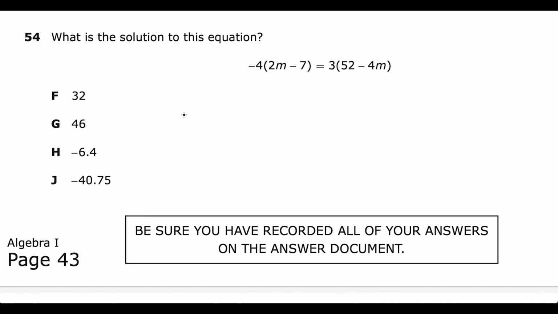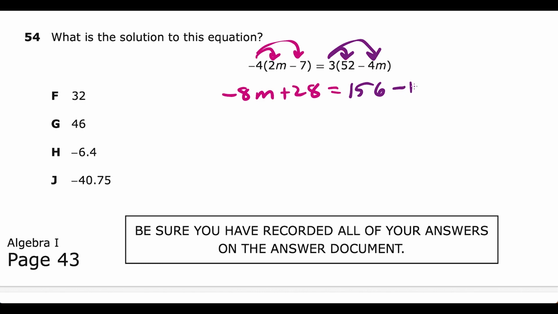All right, so we made it to the last question here. What is the solution to this equation? We're going to start by distributing here. We could use the calculator to solve everything, but why not practice our algebra? -4 times 2m is -8m, and then -4 times -7 is +28 equals, and then on this side, we distribute a 3 instead. So we have 3 times 52, and in my head, I'm doing 3 times 50 is 150, 3 times 2 is 6, and 150 plus 6 is 156. All right, or just use a calculator. 3 times -4m is going to give us -12m.